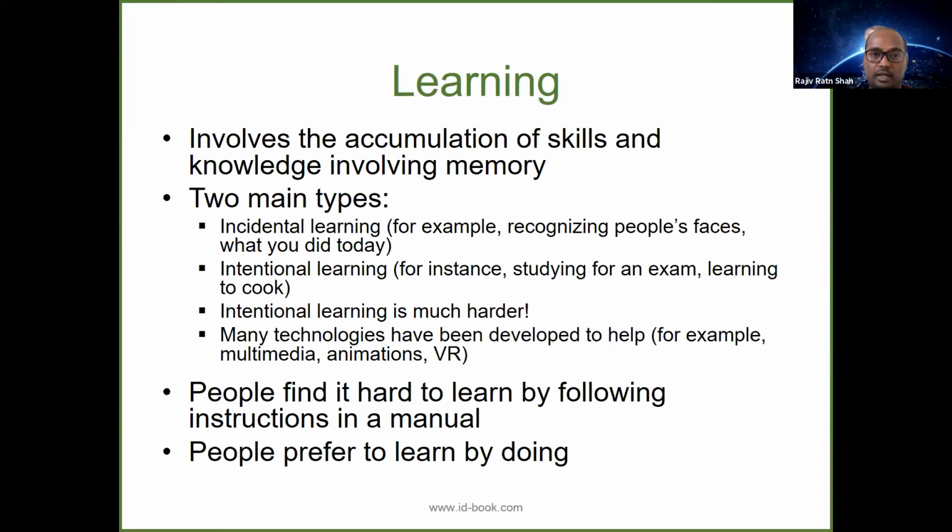So the next part is learning. Learning basically involves the accumulation of skills and knowledge involving memory. There are two main types of memory learning. One is incidental learning. That is, for example, recognizing people's faces, or what you did today. And the second is intentional learning. So for instance, you're studying for an exam, learning, trying to cook and so on.